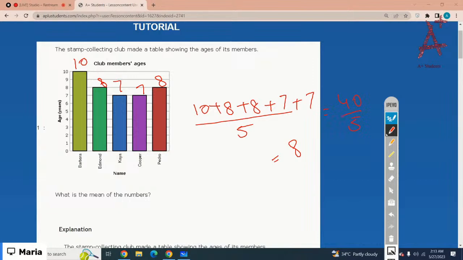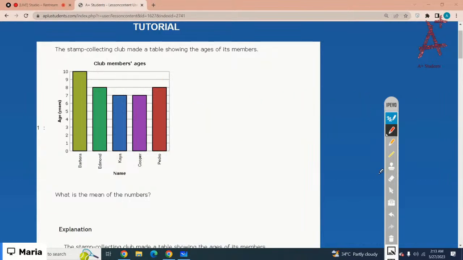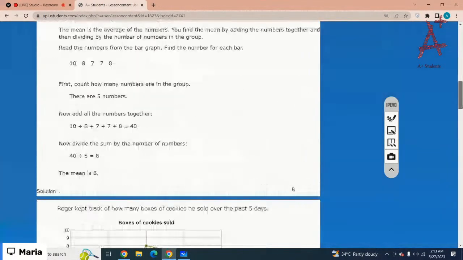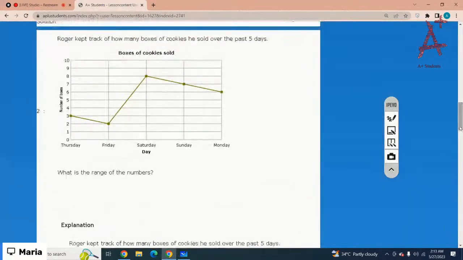The mean of the data is 8. Let's just look at the other examples. Okay, here is the next one.